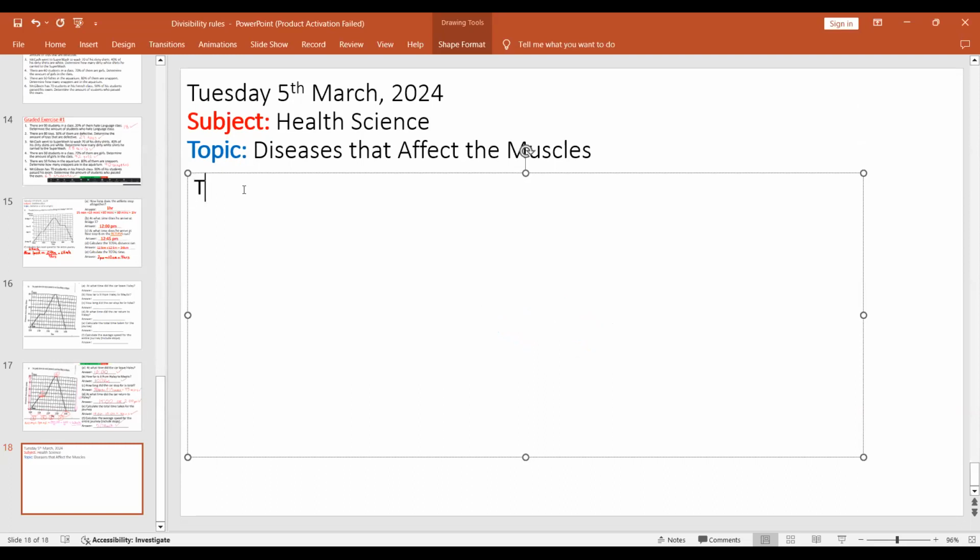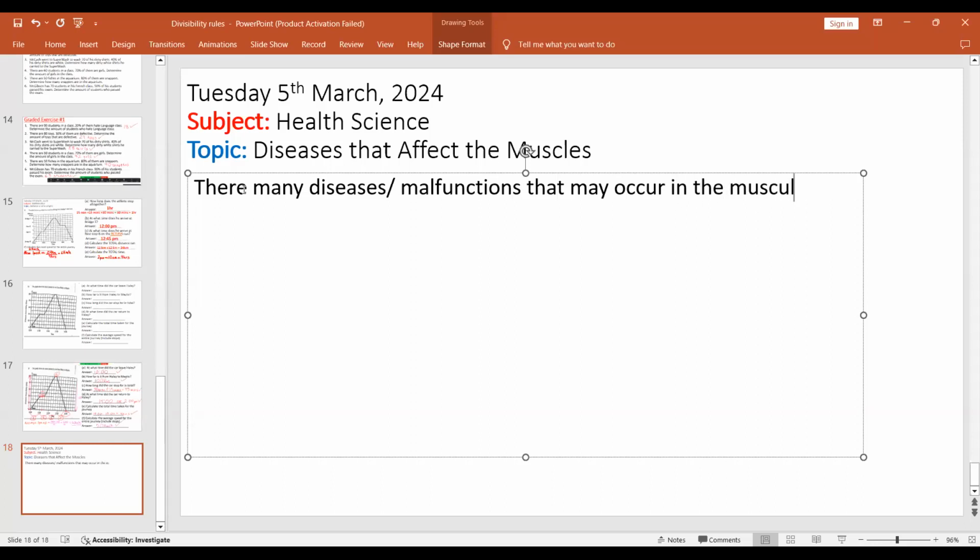So there are many diseases or malfunctions that may occur in the muscular system, right? Several are listed below.